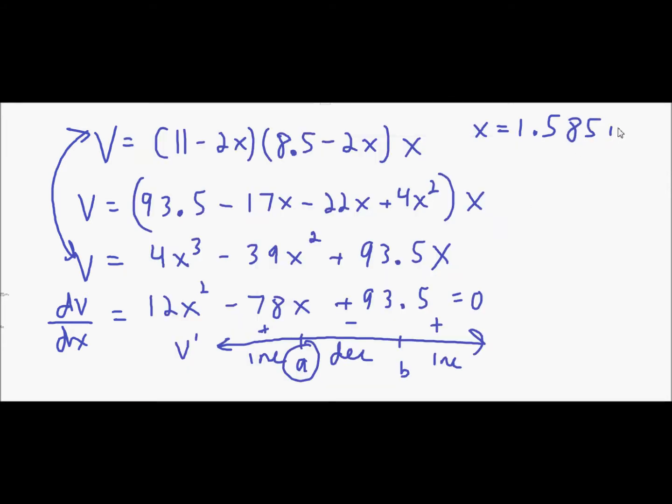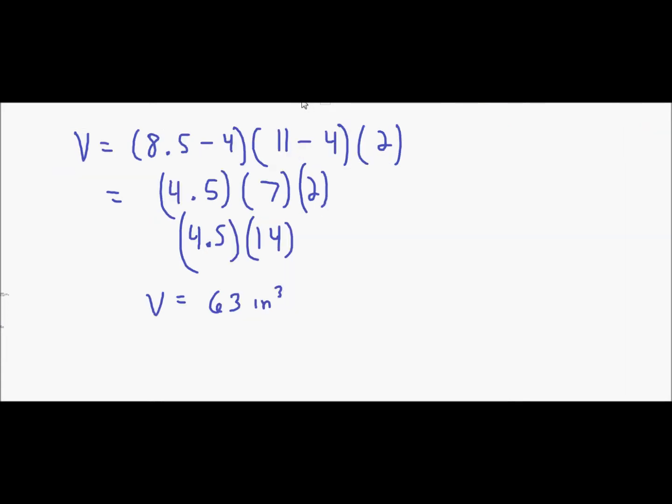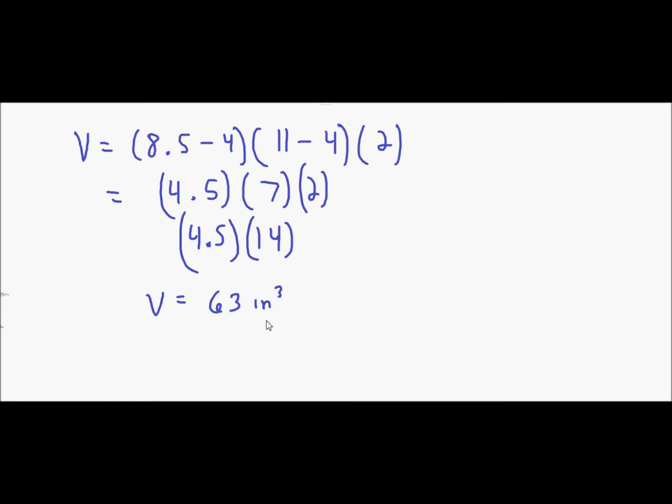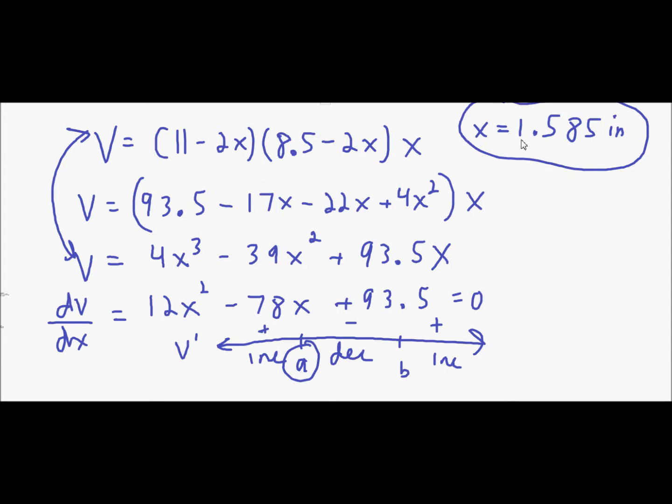Now, I guarantee you, if you take a sheet of paper and cut a square off and then find the volume, the biggest volume is going to happen when you cut off 1.585. And that's the work that we just showed and did. We picked a couple values way back here. I picked x equals 1, I got 58.5. I picked x equals 2, and we got 63 inches. Different numbers. That's fine. We want to find the biggest one. So when we plug in 1.585 for x, we're going to get a volume that is bigger than 63 inches. This is going to be the maximum volume.